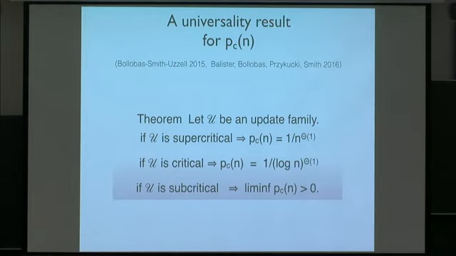Okay. And then the same people, with the addition of another one for this case here, proved this beautiful theorem, so that the scaling, as n goes to infinity, of the critical probability obeys this behavior according to whether the bootstrap percolation is supercritical, critical, or subcritical. And today we will be only concerned with the supercritical and critical cases.